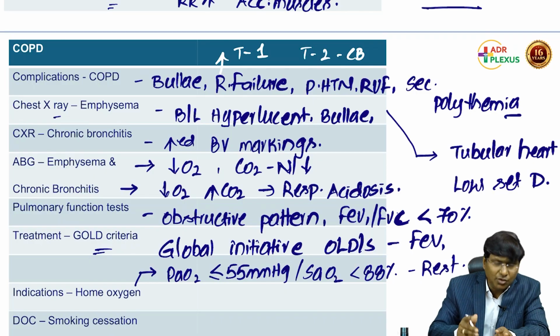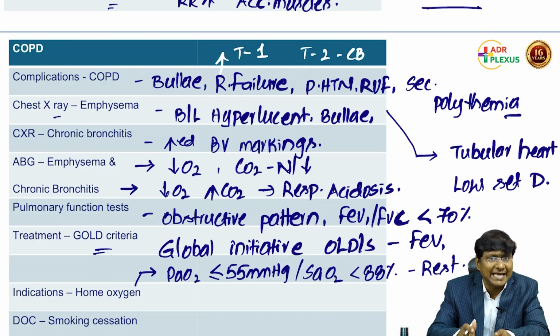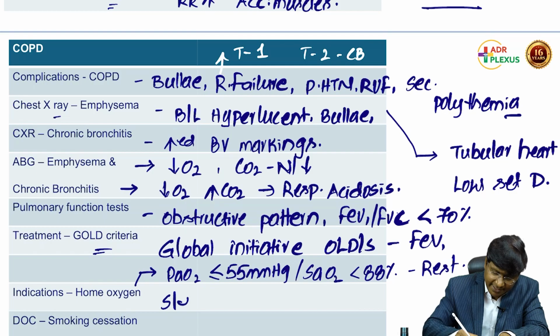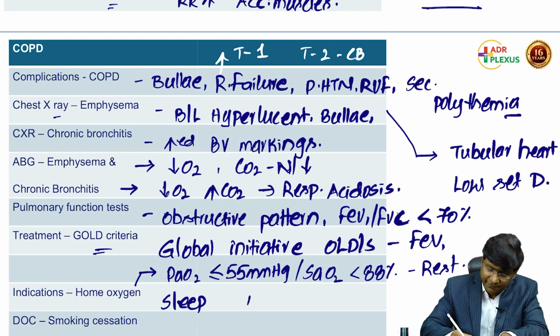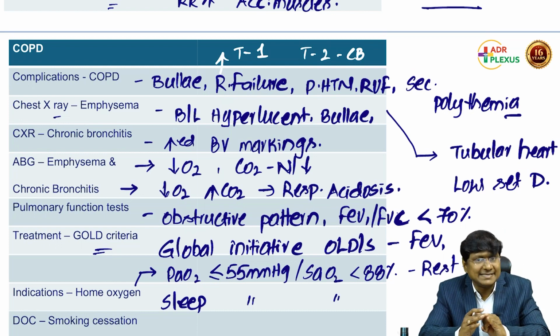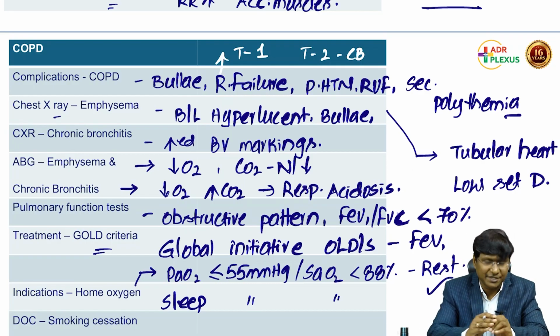Not only that, even during sleep, if the partial pressure of oxygen is less than or equal to 55 millimeters of mercury and saturation is less than 88% in a patient who is sleeping, nocturnal oxygen should be supplemented in these patients.